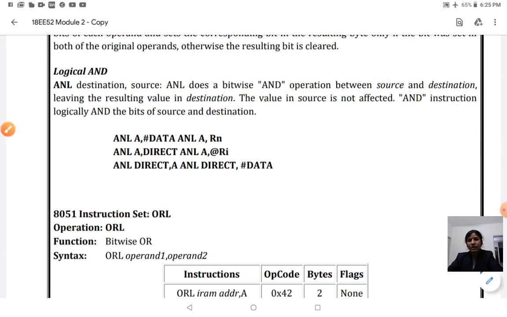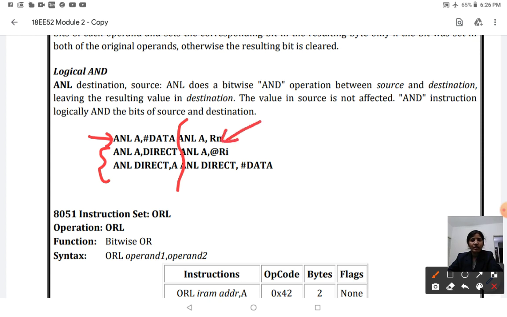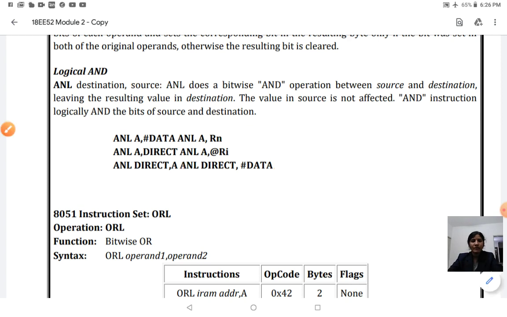There are different combinations in which you can use this logical AND operation. The first one is immediate addressing. The next one is direct addressing, as we discussed with an example. The third one is ANL A, Rn, where Rn represents any one of the registers in any of the banks. The next is indirect addressing mode. And the last one is the combination of direct addressing mode with immediate addressing mode. This is how your logical AND operation works.